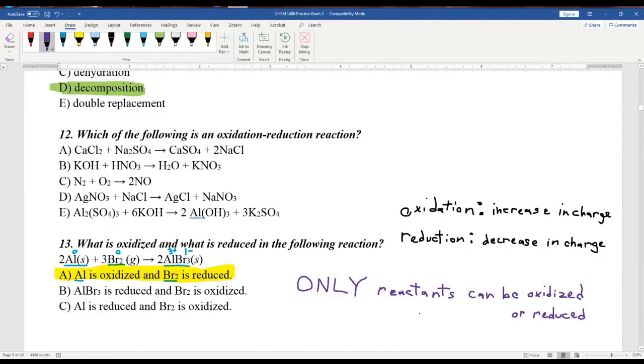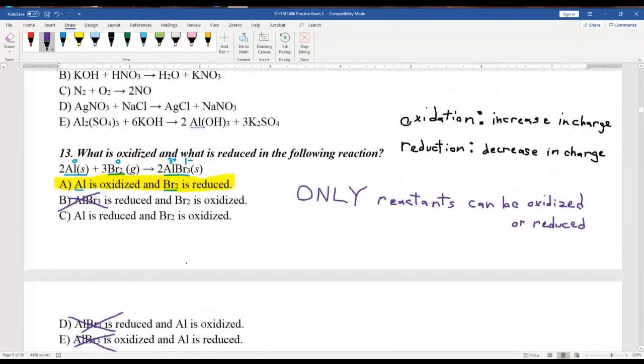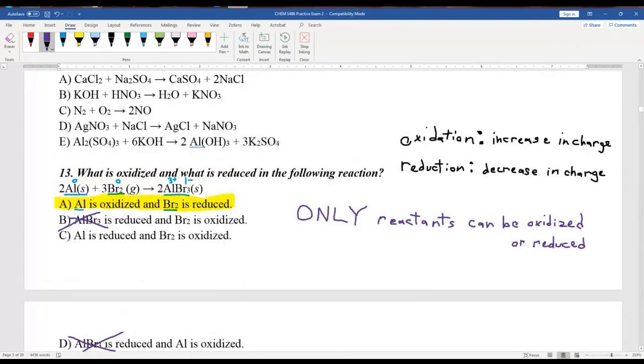So the products are simply the result of oxidation and reduction. If you look at answer choice B, that's automatically invalid because aluminum bromide can't be oxidized or reduced. It's a product. Likewise, answers D and E are also invalid because aluminum bromide is a product. That only leaves you with A and C. At least then it's a coin flip. But if you understand how to figure out the charges, you can see clearly which one's an increase in charge and which one's a decrease in charge.